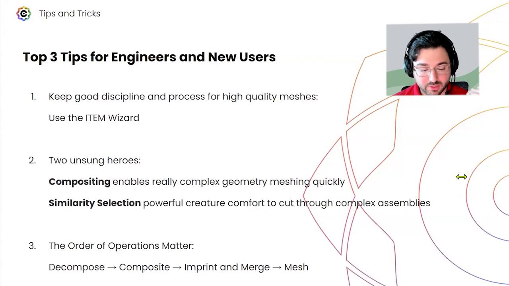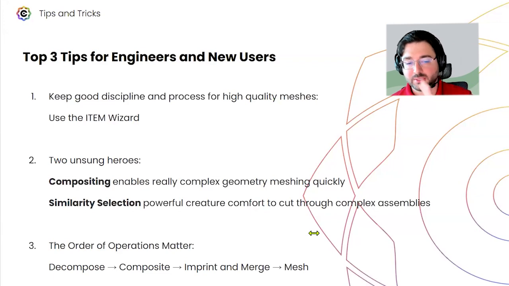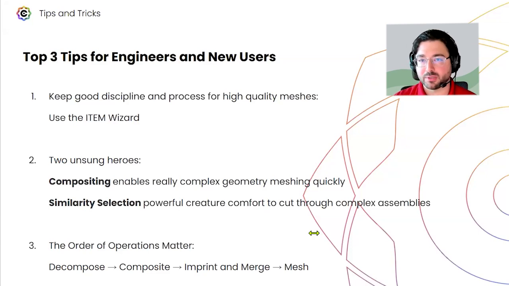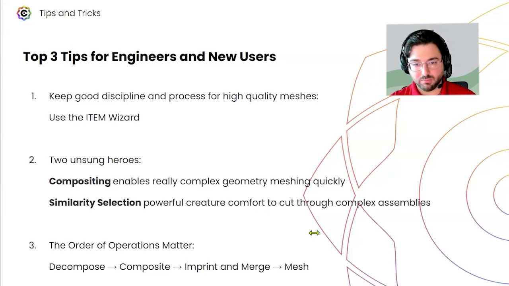I want to emphasize again that the order of operations matter. So decomposing, then compositing, then imprinting and merging and meshing, keeping that high level thought process in mind is important, because if you do it in different orders, you may have to backtrack, or it might create meshes that you don't intend, and it can introduce some difficulty. So there's a lot of nuance to meshing that I think Coreform Cubit does a pretty good job of keeping in line for you.